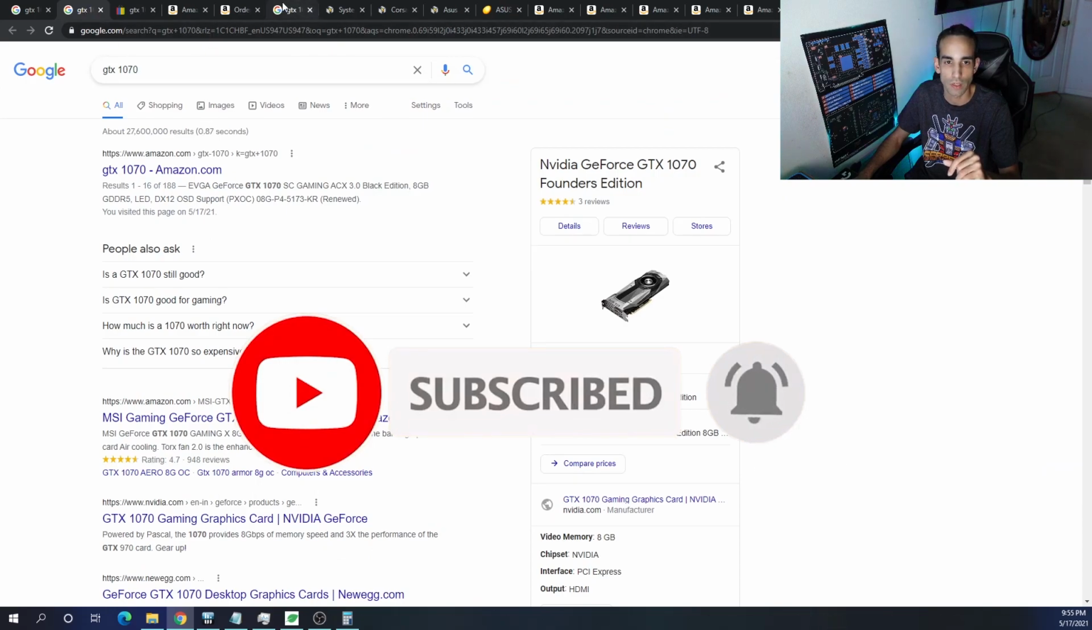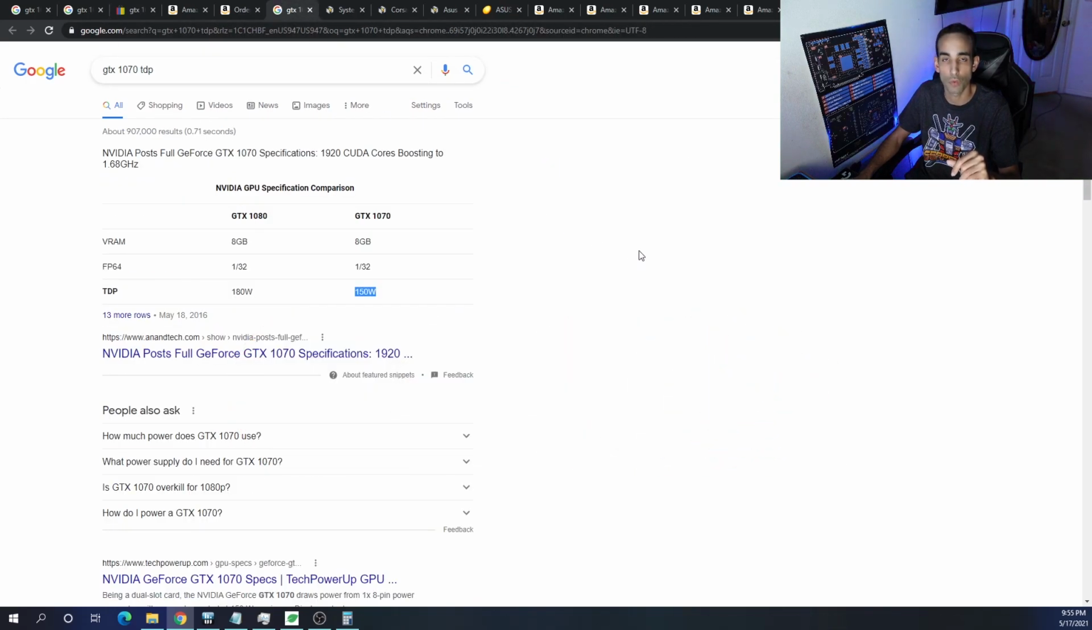The 1070 has a rated TDP of 150 watts, so we need to prepare for that in our build. But you can get this down to about 110 watts hashing safely, or anywhere between 26 to 30 mega hash depending on the silicon lottery.